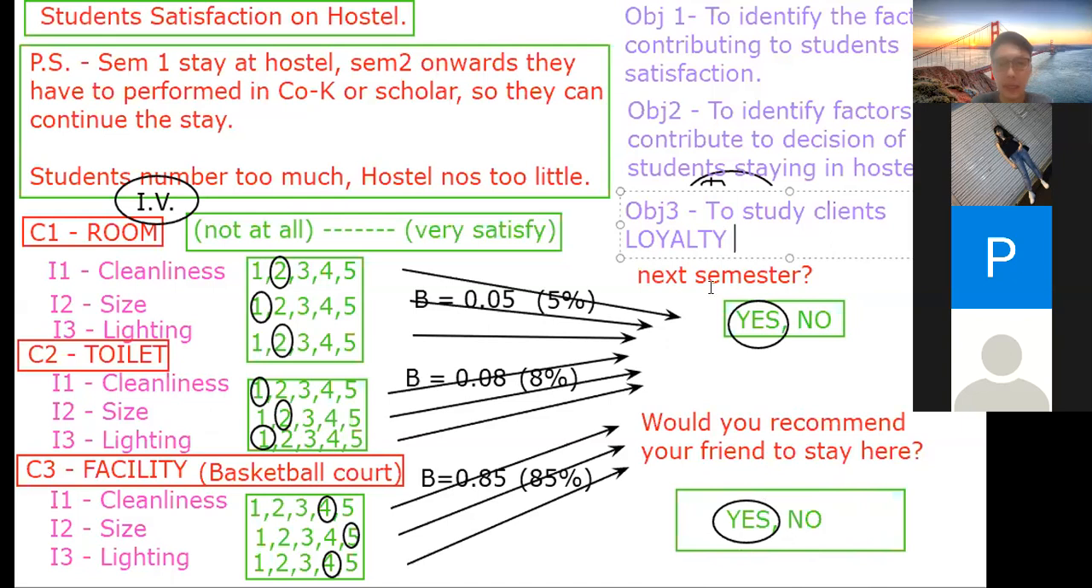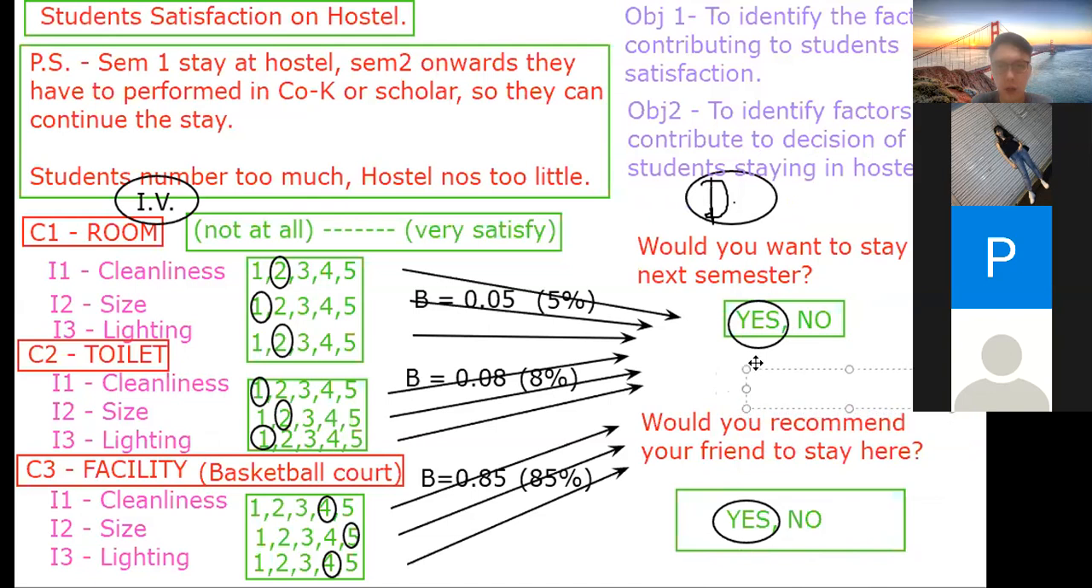Sorry, I don't write it this way, you were confused. This objective is actually contribute to loyalty factors. These questions are about contributing to loyalty factors. Correct. To identify factors that contribute to the decisions of students staying.